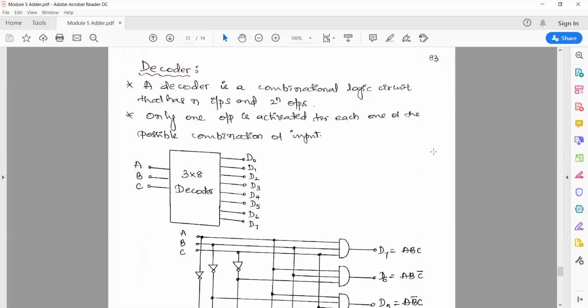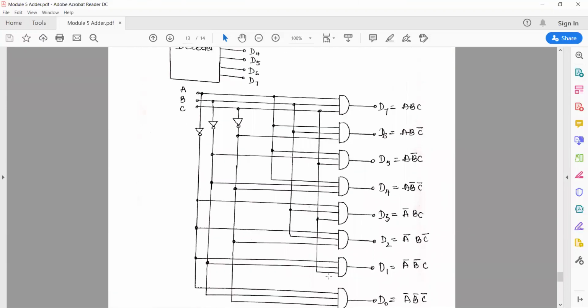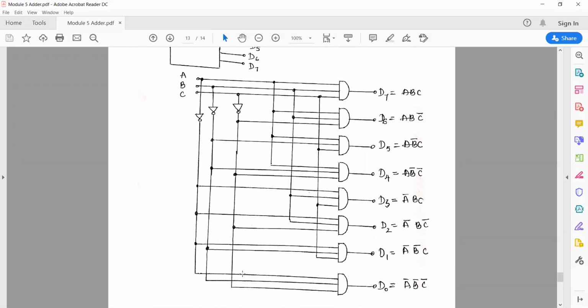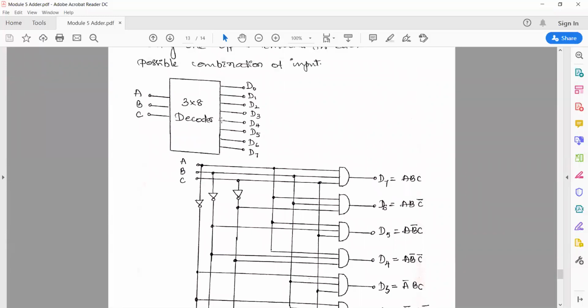Only one of the outputs will be activated for each one of the possible combinations of the input. So one of the outputs will be enabled or activated. This is the logic diagram for the decoder. In this we have 3 inputs, so it is known as a 3 cross 8 decoder. We have 3 inputs over here and 8 outputs.